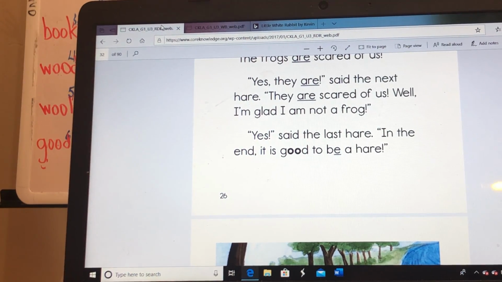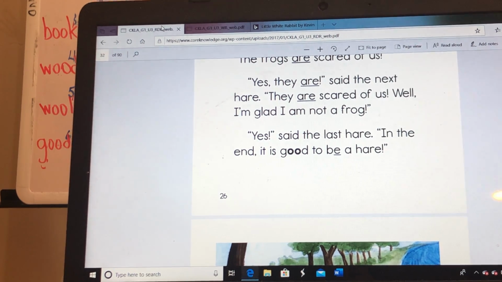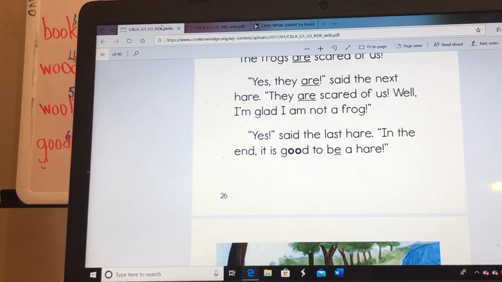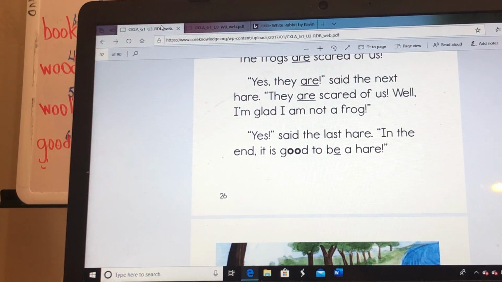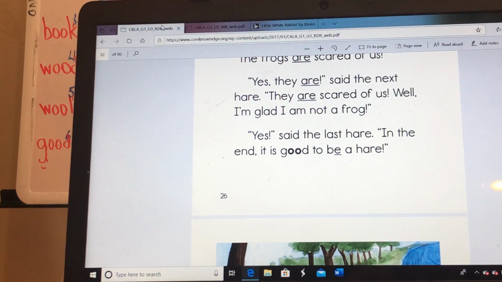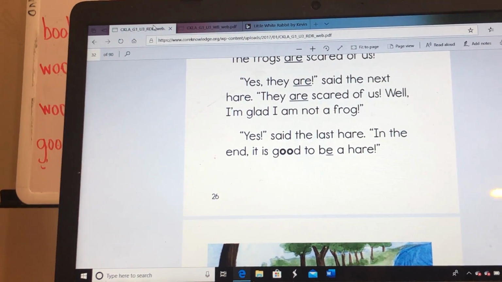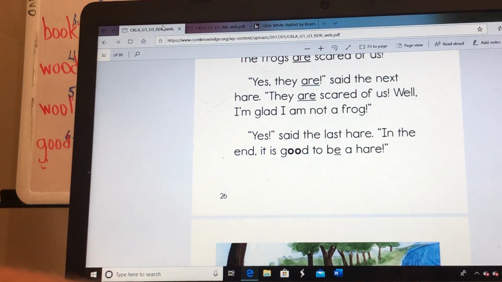So the hares were afraid, so they didn't want to be hares. And when they realized that the frogs were afraid too, then they realized that they're not the only ones who are afraid. And so then they were okay being a hare. Okay, let's see.